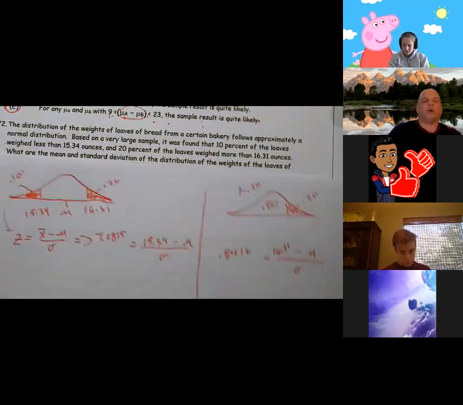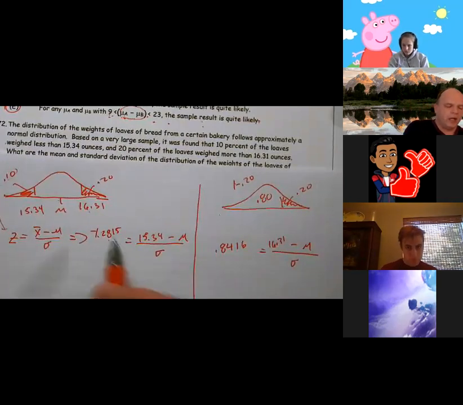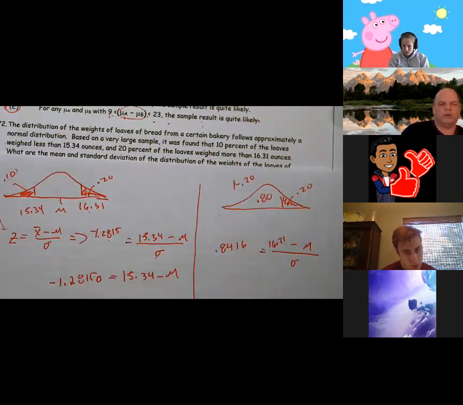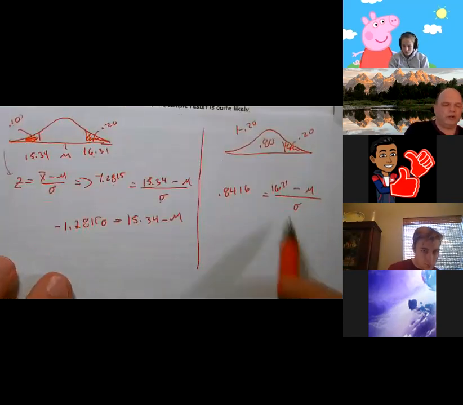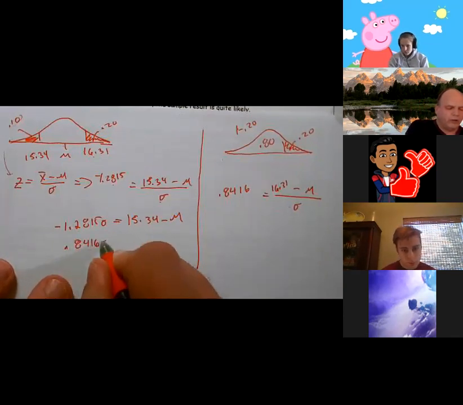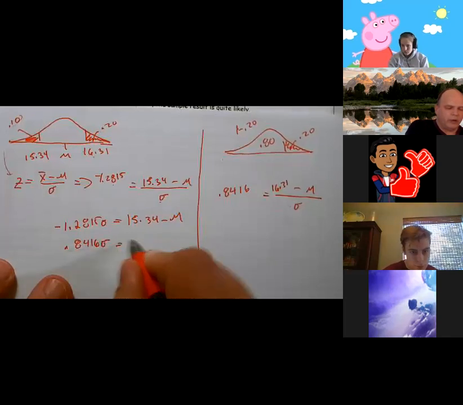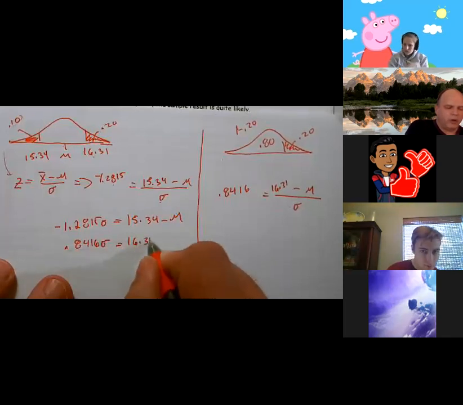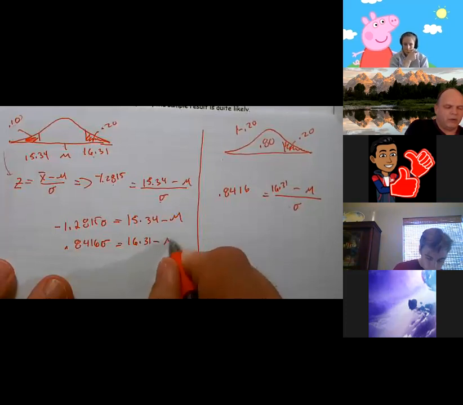So I'm going to rearrange this doing some algebra, and this gives me negative 1.2815 sigma, because I multiply this, equals 15.34 minus mu. I'm going to do the same thing with this, and now I have 0.8416 sigma equals 16.31 minus mu.